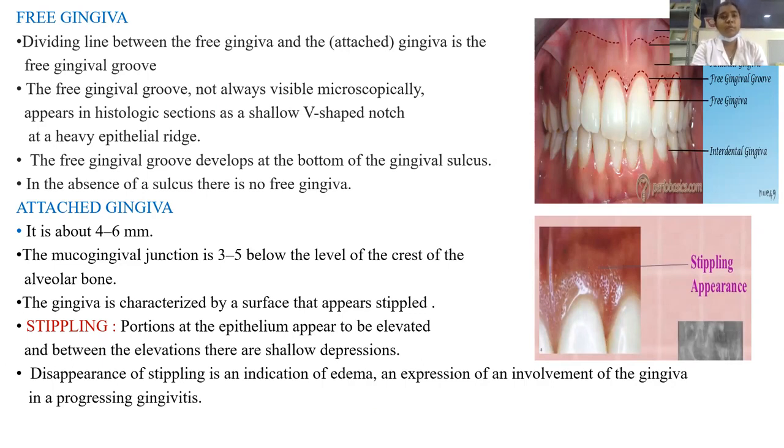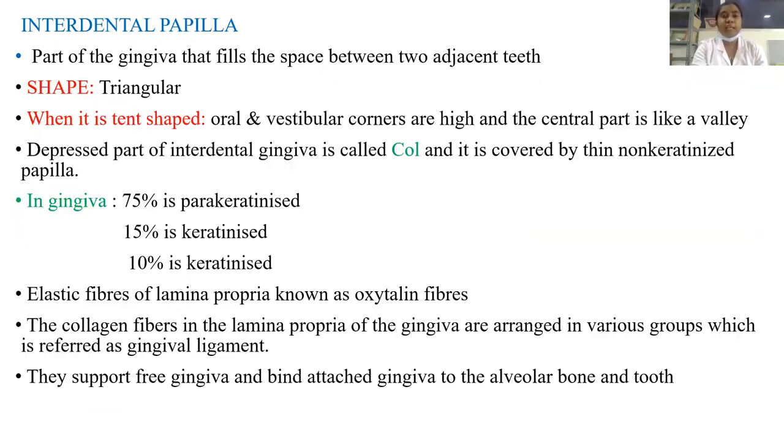Attached gingiva is about 4 to 6 mm in size, and the mucogingival junction is 3 to 5 mm below the level of the crest of the alveolar bone. Here, the main characteristic is stippling. Stippling is nothing but portions of the epithelium appearing elevated, and between the elevations there are shallow depressions. Disappearance of stippling is an indication of edema and an expression of the involvement of gingiva in progressive gingivitis. Then comes the interdental papilla, the shape of which is triangular.